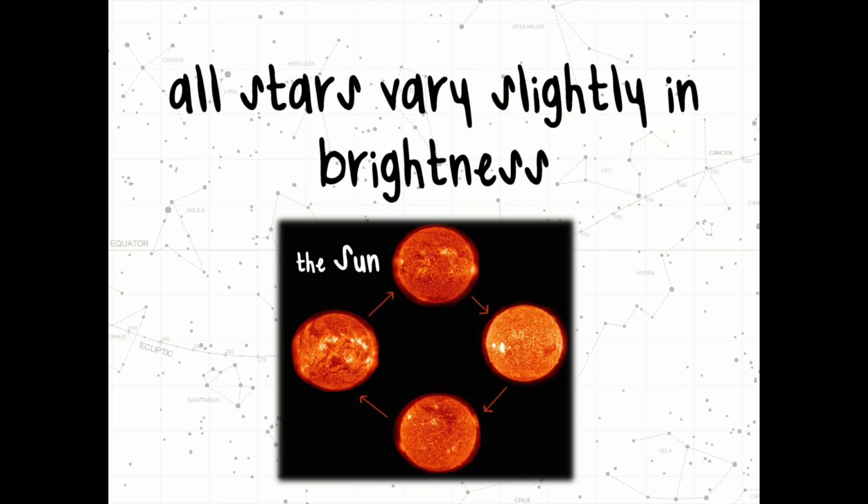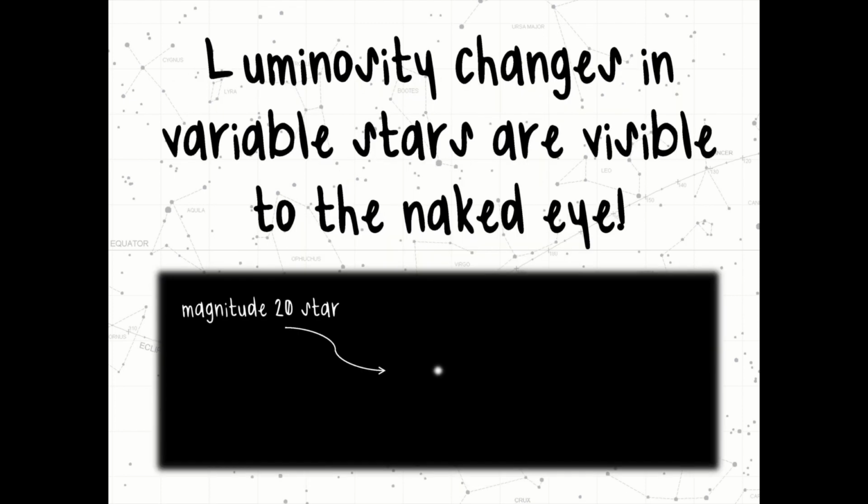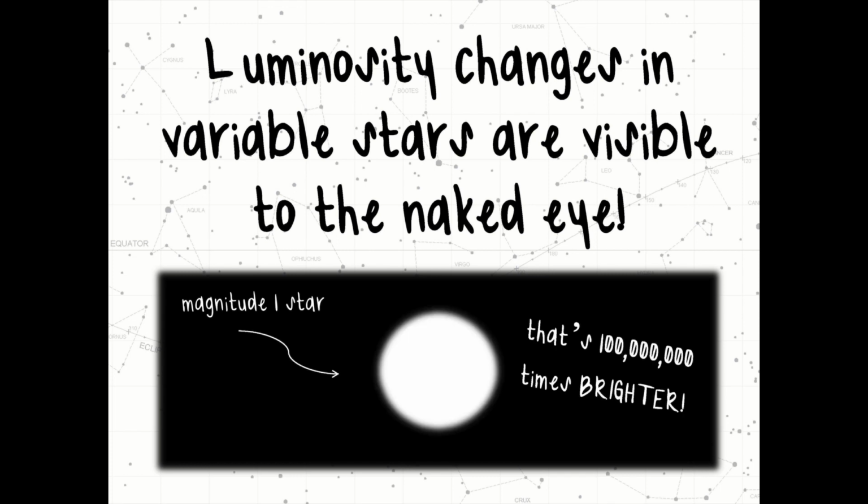Our sun, for example, goes through an 11-year cycle with increased sunspots and surface activity when it's hotter. But we can't see the sun's changing brightness with our naked eye. It takes high-tech measurements to detect this. Variable stars are different. Observers can easily see changes in stars' brightness with the naked eye. Some variable stars can even change in brightness by up to 20 magnitudes.